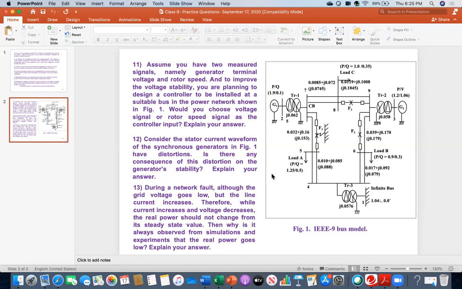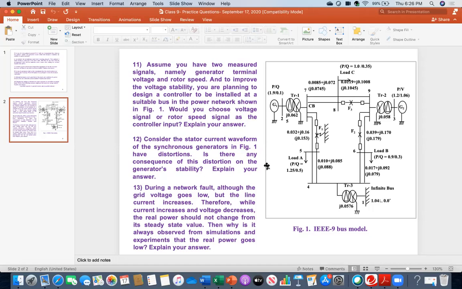We want to design a controller at any bus, for example bus number 5, to improve the voltage stability. That is your goal. Now you have a controller, and that controller requires some signal. You have two signals: generator terminal voltage information and rotor speed information. To keep the controller simple, use only one input, not both. Either choose voltage or choose speed. So which one would you prefer to maintain the voltage stability, the voltage signal or the rotor speed signal?